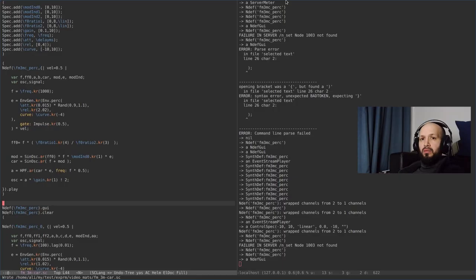As the name says, and probably most of the viewers know, FM synthesis is where you have one signal generator that modulates the frequency, or the phase, technically speaking, of another signal generator. And in the simplest case, these are sinusoidal signal generators. So let's take a look at this example.